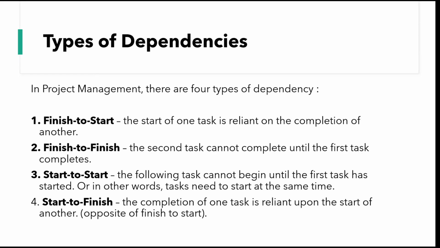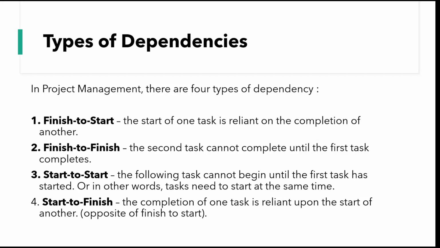Now, there are generally 4 different types of dependencies in project management. These are finish to start, and this is where the start of one task is reliant on the completion of another. The second is known as finish to finish, and this is where the second task cannot complete until the first task completes.